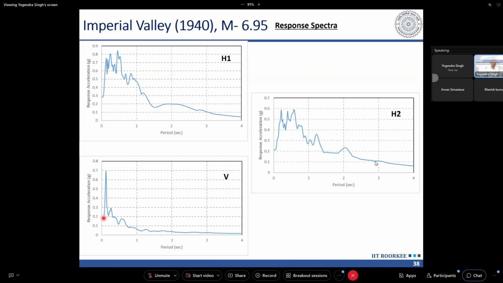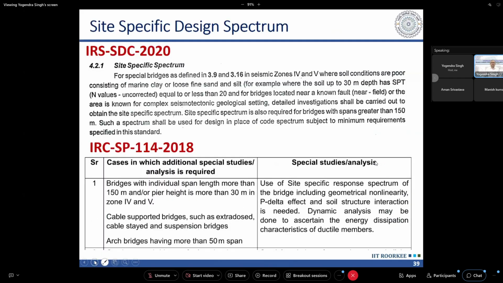And the shape of the response spectrum in the vertical direction is very different than H1 and H2. Currently, our code says that in the vertical direction, we can take the shape of the response spectrum simply as 2/3 of the horizontal. But if you look at the shape of the response spectrum, the vertical direction response spectrum is very different, and it has a higher peak in shorter period. That means in the high frequency range we get high amplitudes, whereas in the horizontal direction, the predominant frequency band is in the longer period range, or smaller frequency range.